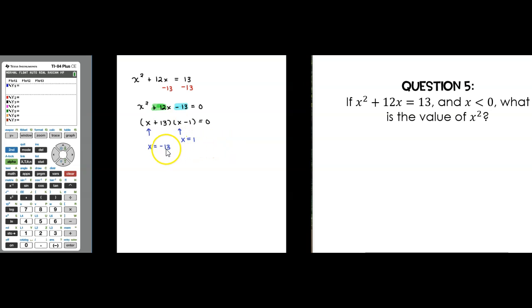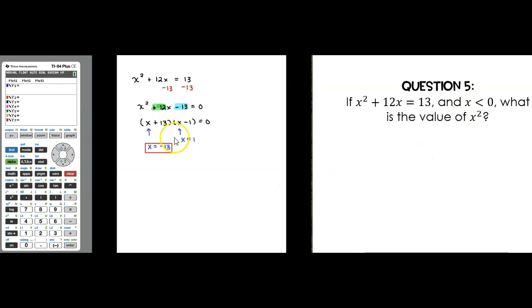So we found our two solutions here. X could equal negative 13 and x can equal 1. From our question, they are specifically interested in the x value that is less than 0. So our root, or our x-intercept of interest, is actually this negative 13. So I'm going to put a little box around it so we don't forget about it.